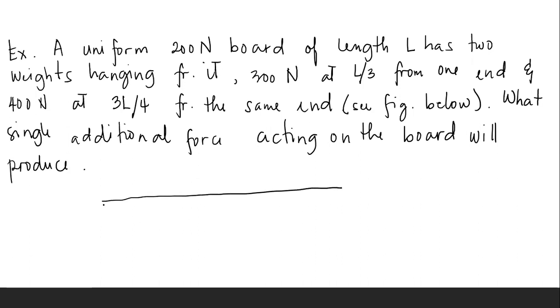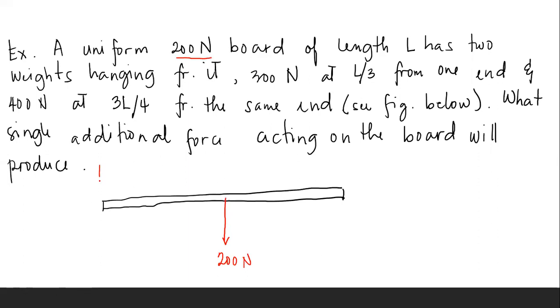We have a uniform board. Sample is this one. Okay. First, we have 200 newtons. That is the weight of the board. Of course, if that is the weight, the 200 newtons is lying on the center of the board. Okay, this one is your 200 newtons. Of course, the 200 newtons is going downward since it is the weight.